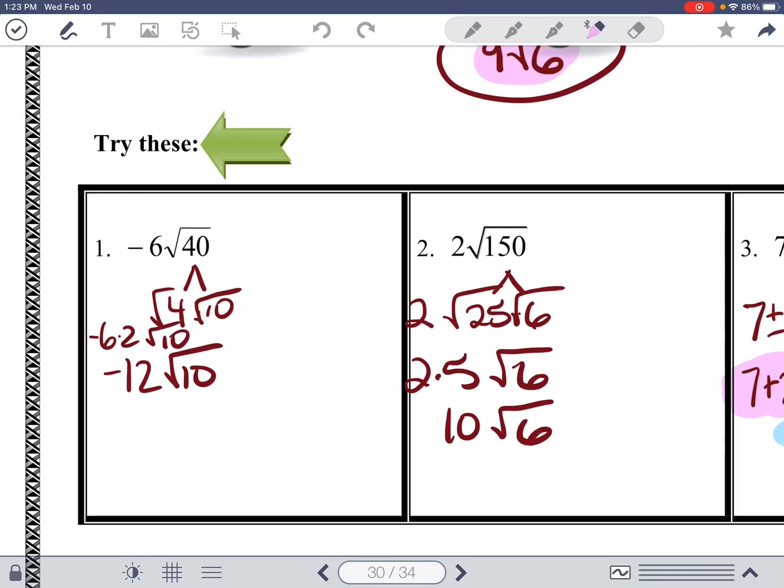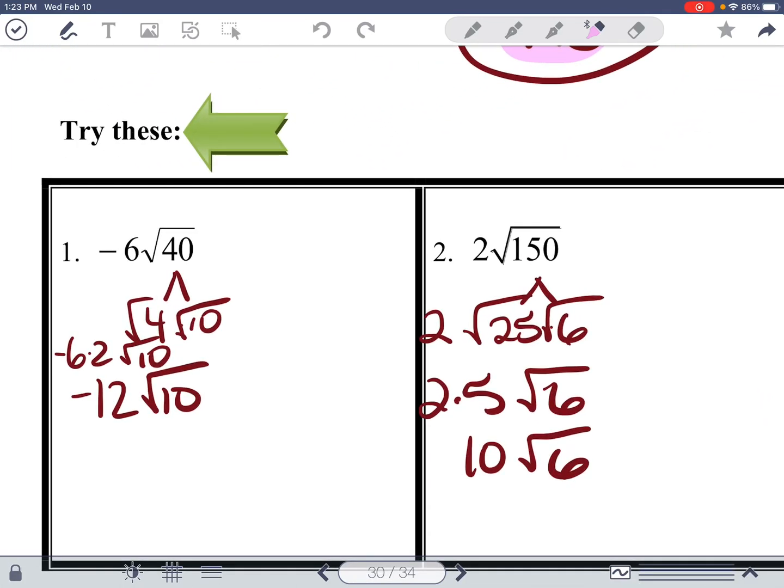So let me show you a few more examples. So in this one, we have negative 6 times radical 40. Well, I broke down 40 to be 4 times 10. Well, 4 is a perfect square, so that's where the 2 comes from. It gets to come outside of the radical and be multiplied to the negative 6 for a negative 12. Underneath the radical, the 10 stays underneath the radical. So your final answer is negative 12 times radical 10.